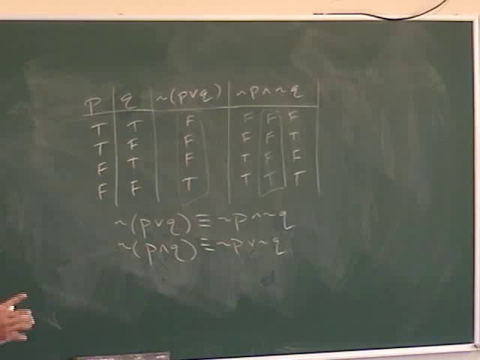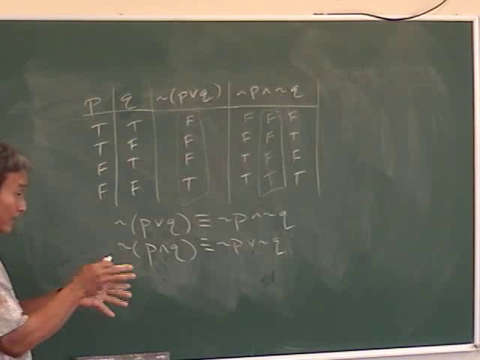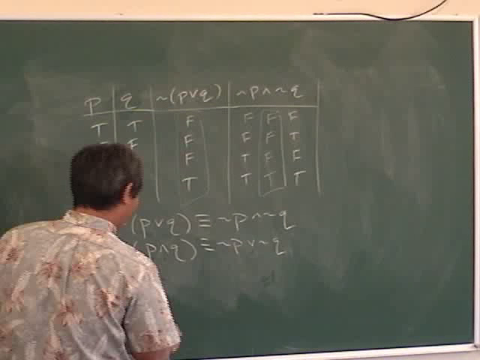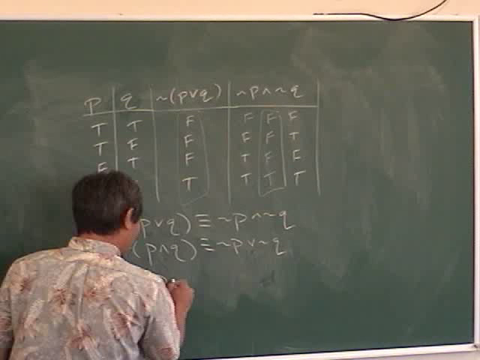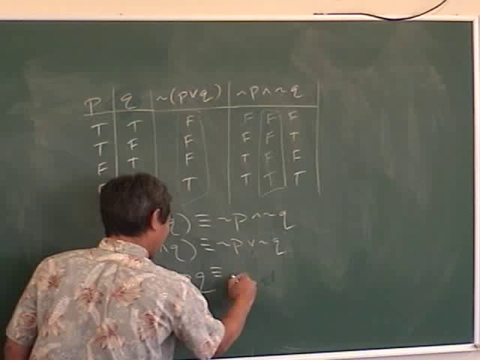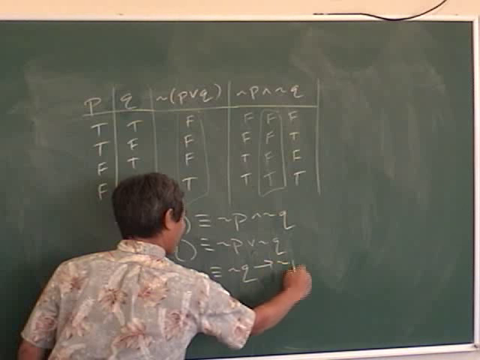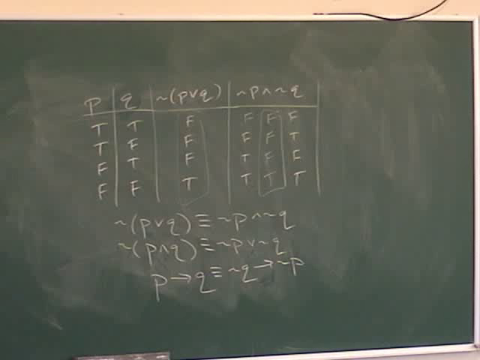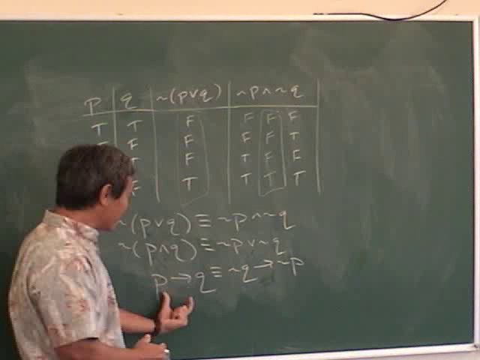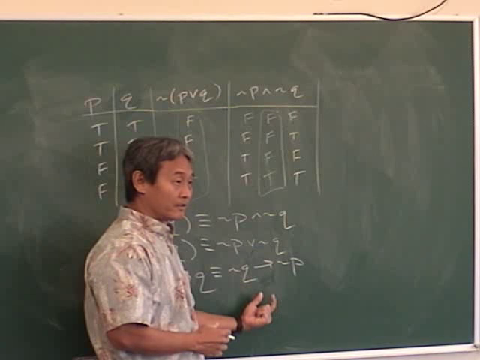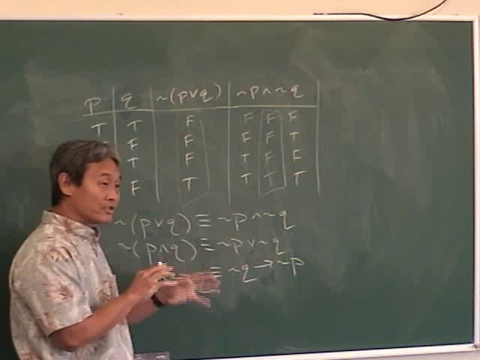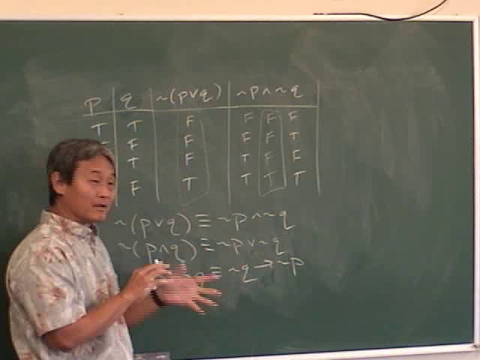Now there are some very important equivalences, like I said, that are in your notes, and here's one. This is probably the most important one. P implies Q is logically equivalent to not Q implies not P. What? That means any conditional statement is logically equivalent to its contrapositive. So the contrapositive of a conditional statement means exactly the same thing as a conditional statement. Super important.